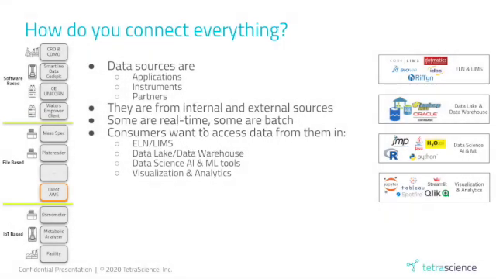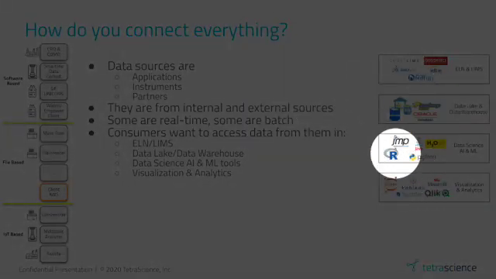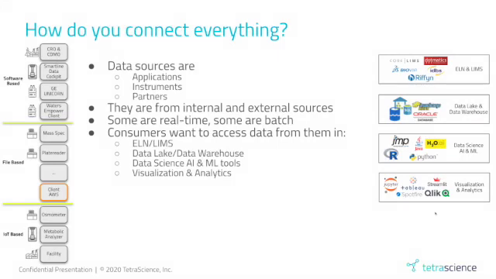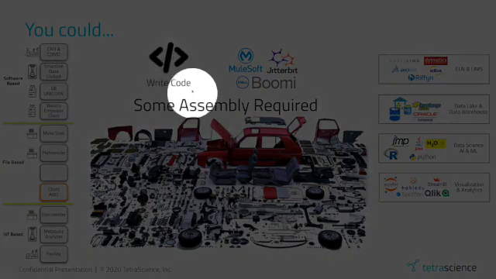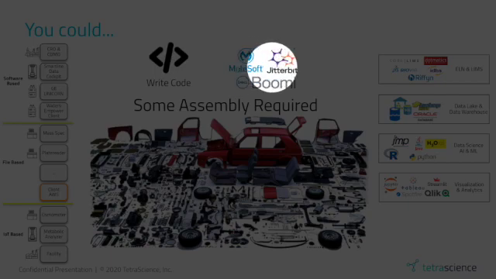We want to access all of that information or provide that information from all the different things we see over on the right, whether it's Tableau for analytics, Python or R for doing data science with AI and ML, or maybe it's just getting it into my LIMS system that's out there. So a lot of different things that have to be connected. I could go out and write code to do that, or use existing integration tools that maybe the central IT team or corporate IT team is using.